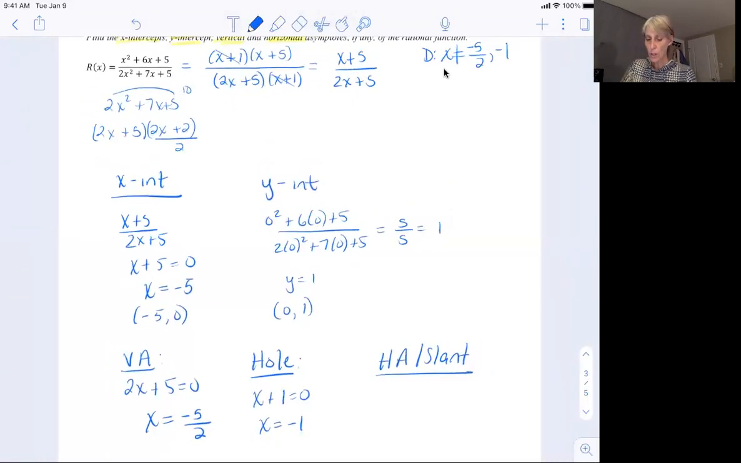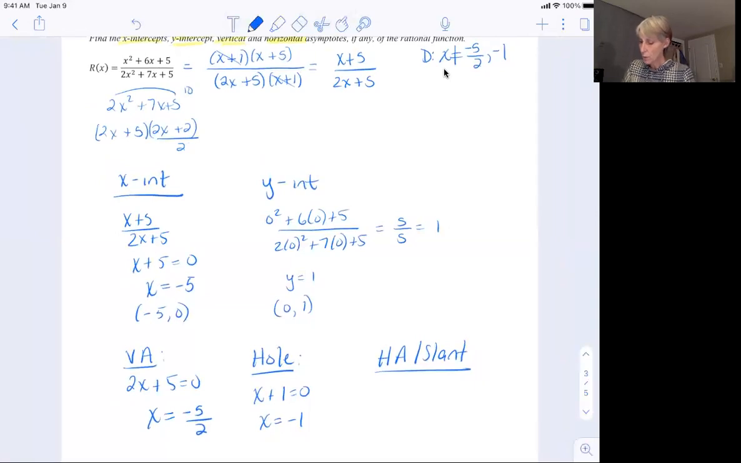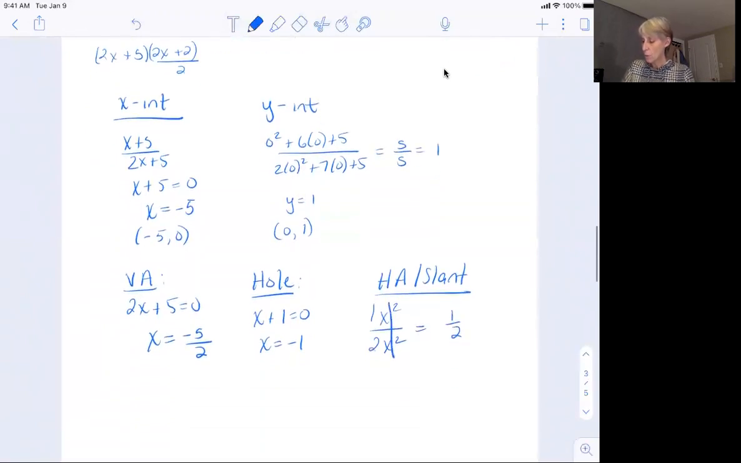And for my horizontal or slant asymptote, I'm not sure which one I have yet. Go back to the original, term with the highest power, term with the highest power. I'm going to put a 1 in front of this so I don't ignore it. The powers are the same. So my horizontal asymptote is y equals 1/2.